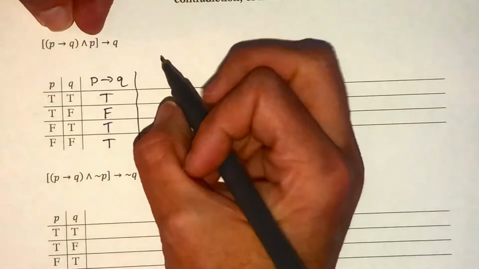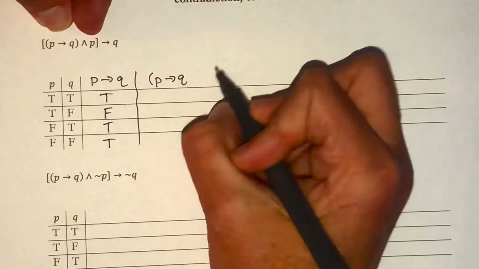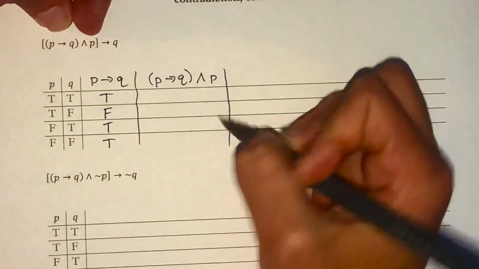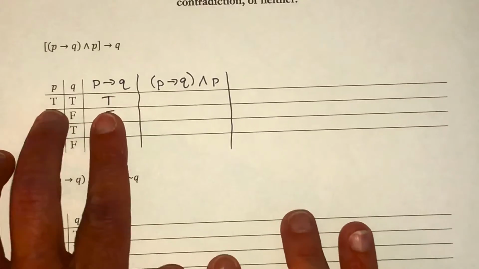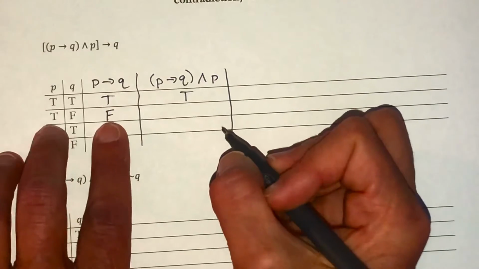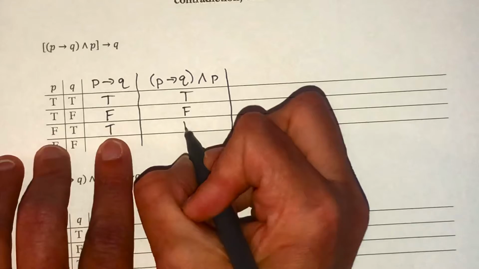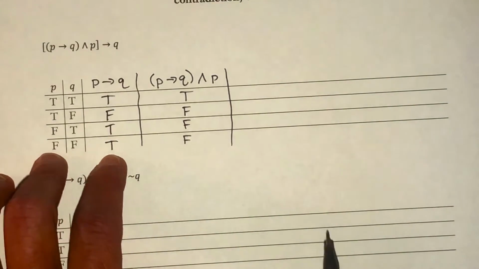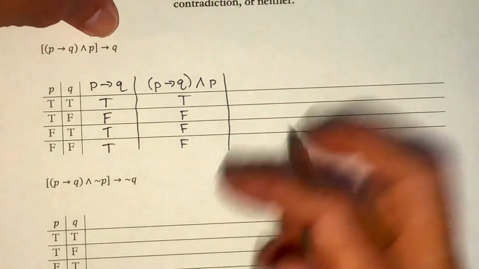Now let's AND these together. So I'm looking at this column and this first column, and it's AND. So if they're both true, it is true. And if there are any other mixture, it is false. Okay, so now I have everything inside this bracket. Now I'm ready to do that last conditional.